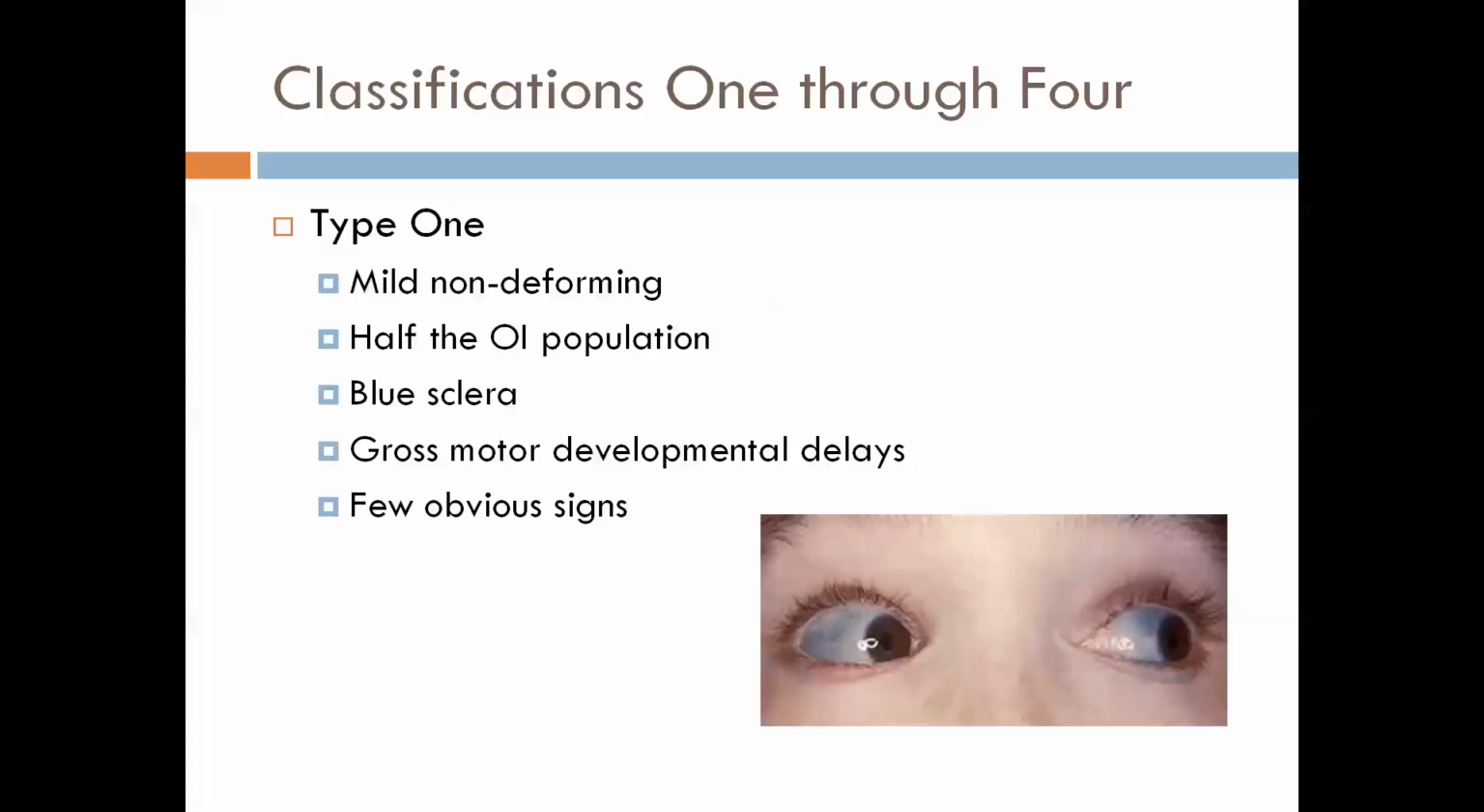So type 1 is classified as mild, non-deforming. This makes up half of the OI population on its own. A lot of times you'll see the blue sclera, and that's the whites of the eyes you can see in that picture there. They also have gross motor developmental delays, and there are actually few obvious signs for a type 1 classification. So it has been noted that they actually have a lot of social issues because they have this serious disorder, but it's hard for people to see that. So it has caused a lot of problems for some, especially school-age children.